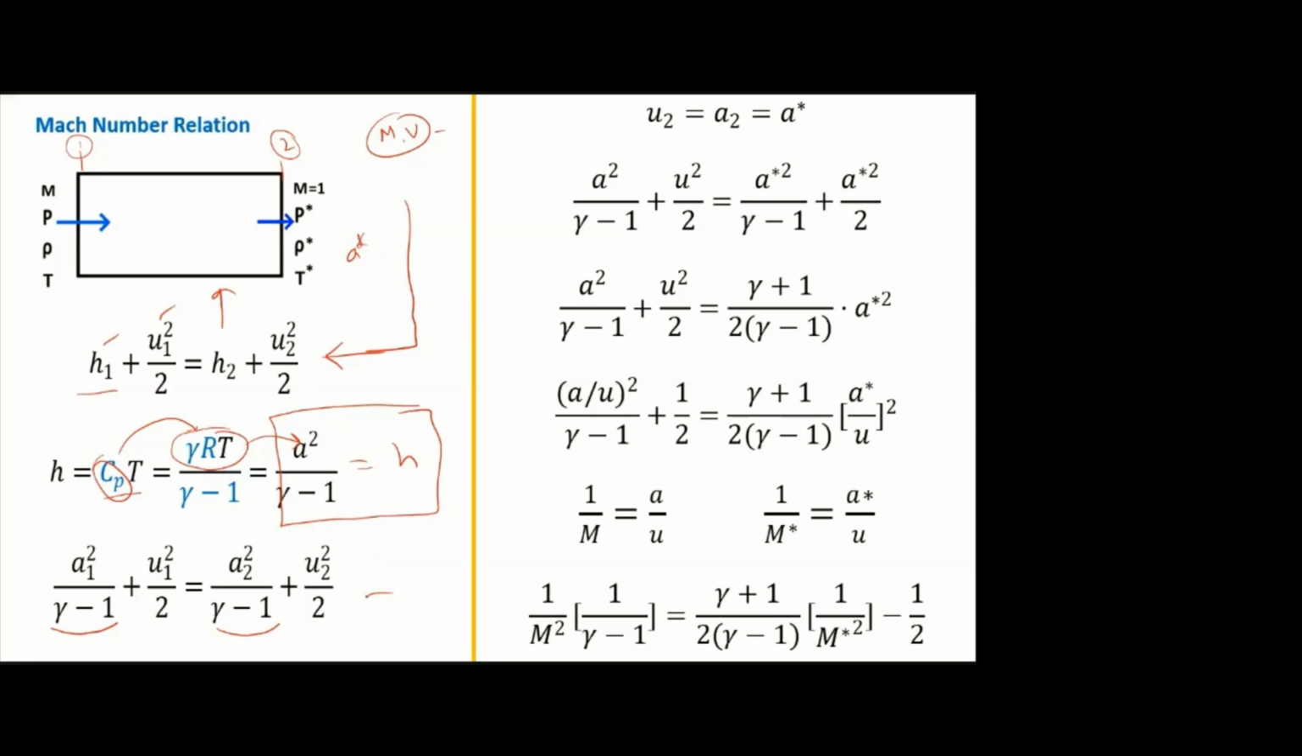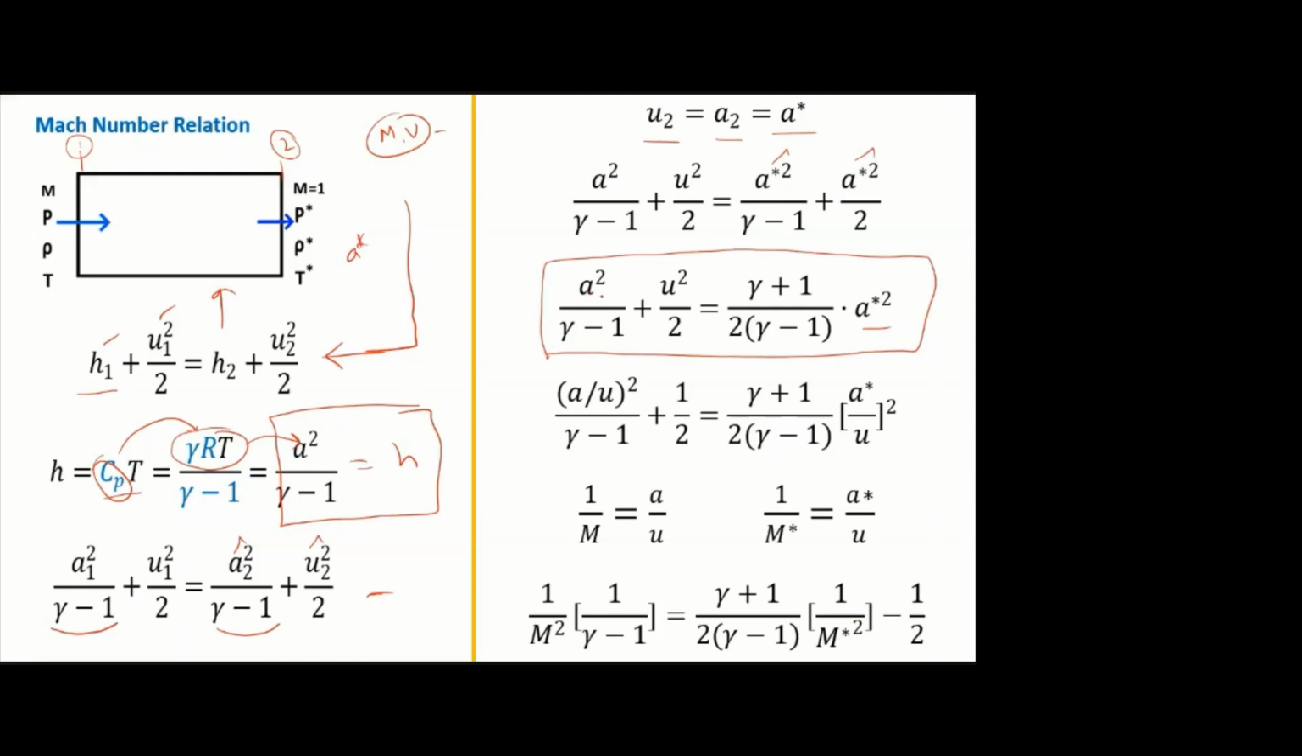Then I am going to apply this to the control volume. In station 2, I have sonic, that means U2 is equal to A2 is equal to A star. So instead of A2 and U2, I am substituting this A star. Then simply rearrange it, and you will get this term.